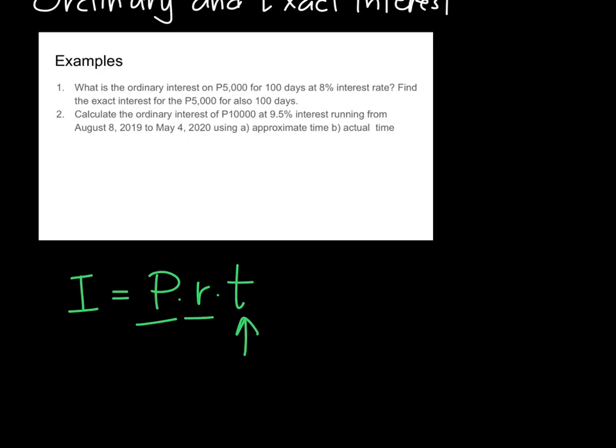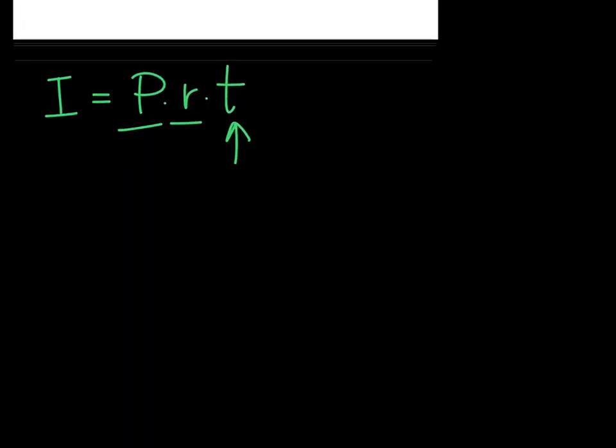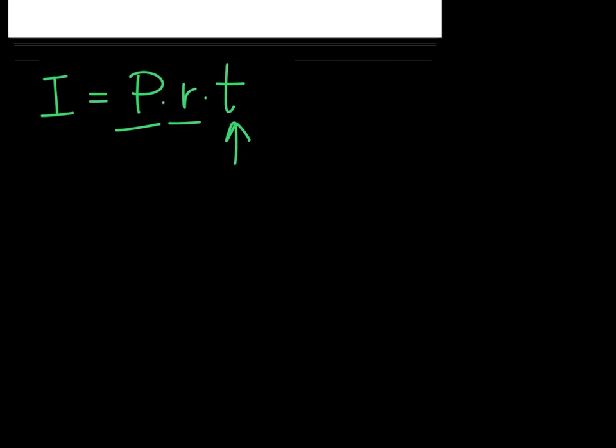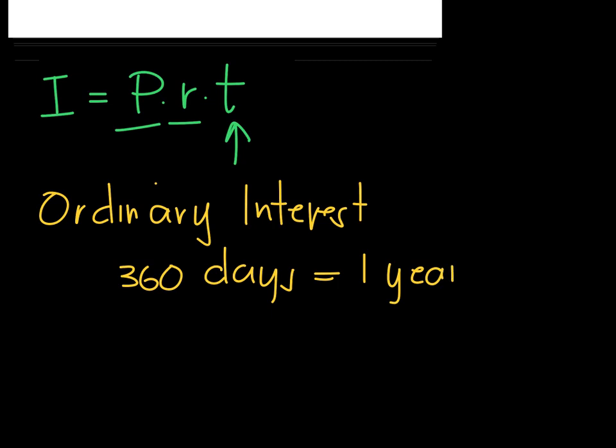Okay, so let's work on the first problem. What is the ordinary interest on 5,000 pesos for 100 days at 8% interest rate? If you have seen my video on the basics of ordinary and exact interest, the main difference between the two is that the ordinary interest considers 360. I always use 360 days equal to 1 year.